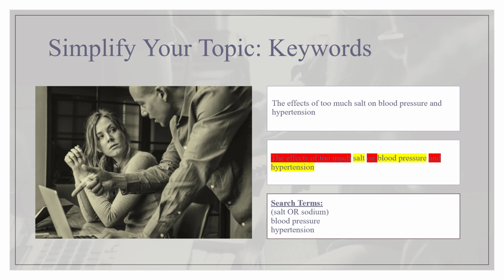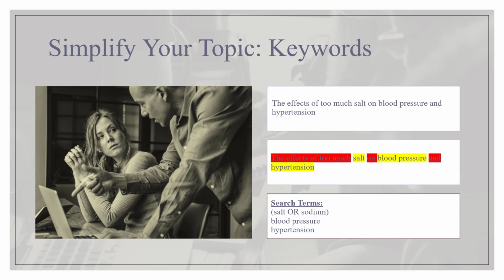With the topic of the effects of too much salt on blood pressure and hypertension, the most important terms are salt, blood pressure, and hypertension. It's also a good idea to consider any synonyms. In this case, I'm using salt or sodium. They mean the same thing, but salt is typically the word we use in day-to-day conversations, while sodium is the more formal scientific word used in the research.